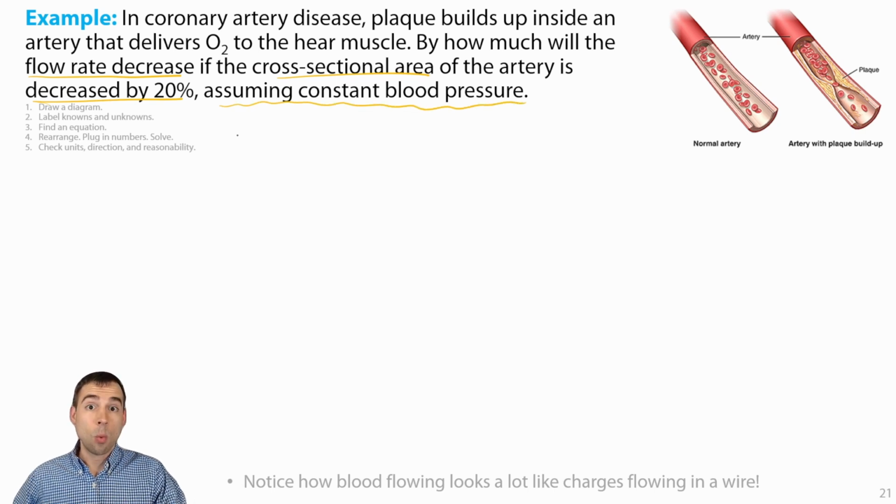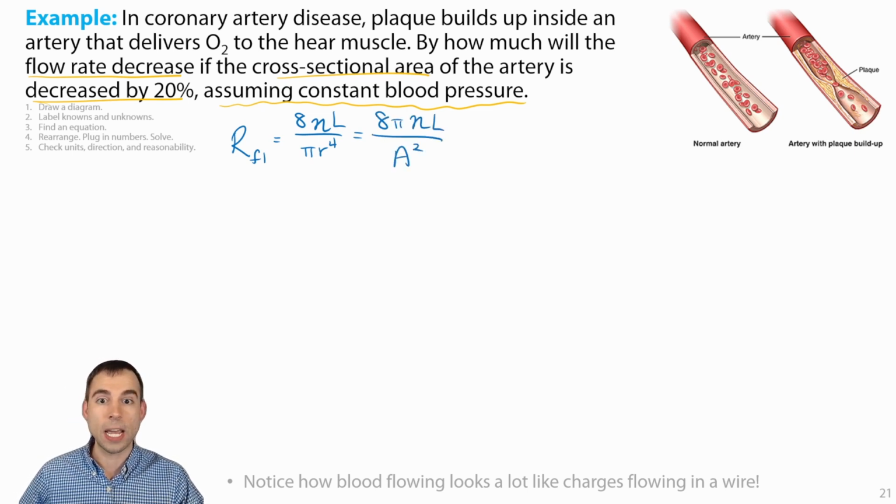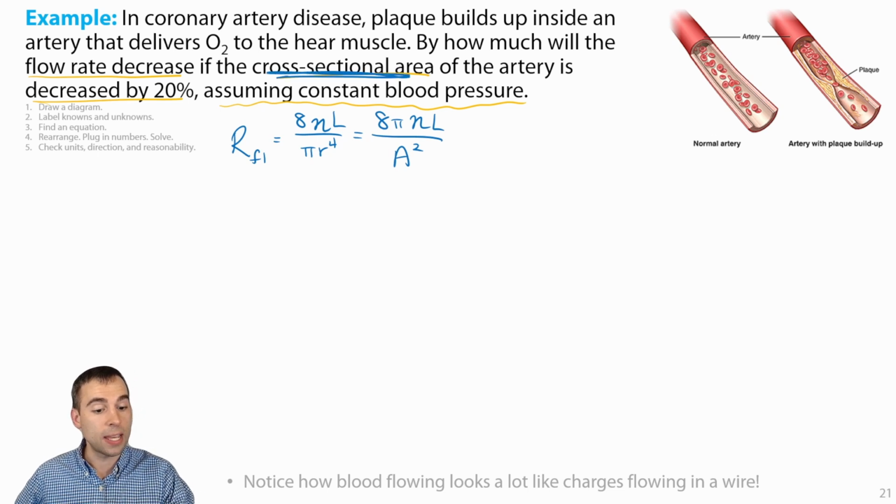Well, we know that the fluid resistance is ultimately based on the Hagen-Poiseuille law, 8 eta L over pi r to the fourth, or another way of thinking about that is 8 pi eta L divided by the area squared. And since we're talking about the cross-sectional area here, it will be more useful to talk about the fluid resistance in terms of an area, not just the radius of that blood vessel.